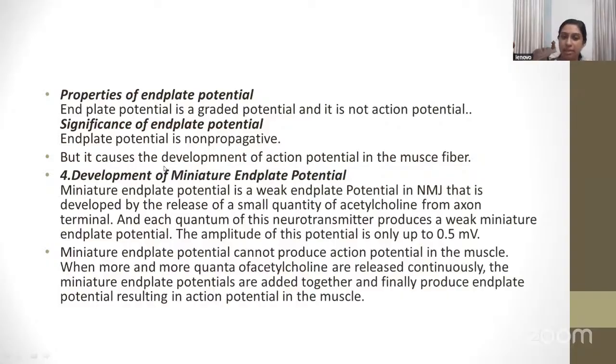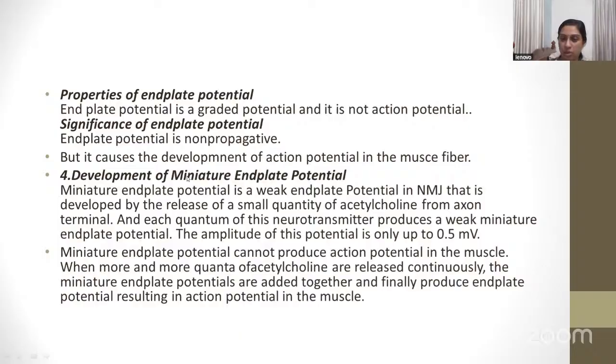Next is the development of the miniature end plate potential. The miniature end plate potential is a weak end plate potential in the neuromuscular junction that is developed by the release of a small quantity of acetylcholine from the axon terminal. So it cannot directly lead to the development of an action potential. Each quantum of this neurotransmitter produces a weak miniature end plate potential, and its amplitude is only 0.5 millivolt. That will not make any significant change, and the miniature end plate potential cannot produce an action potential.